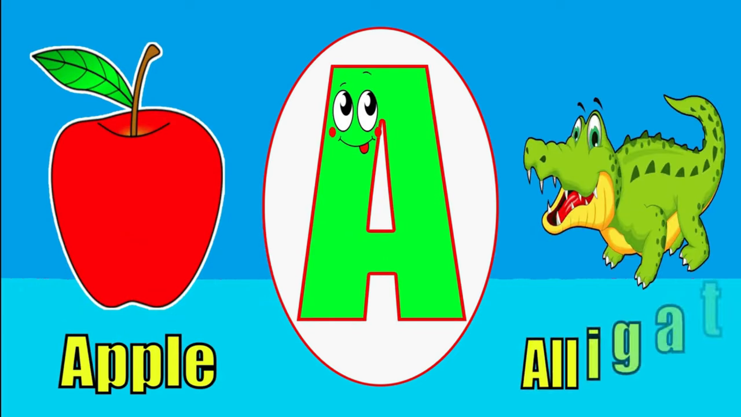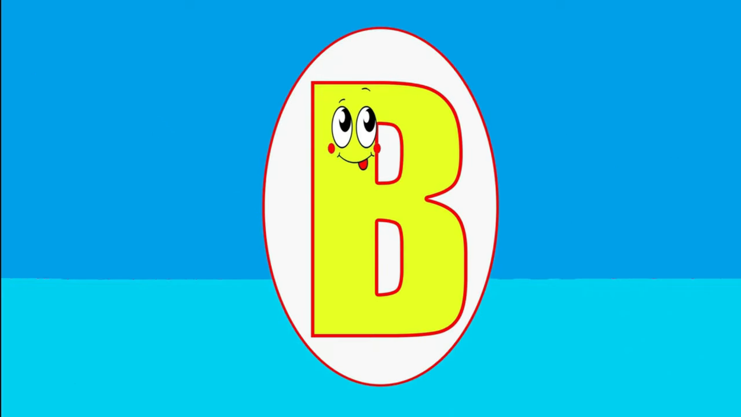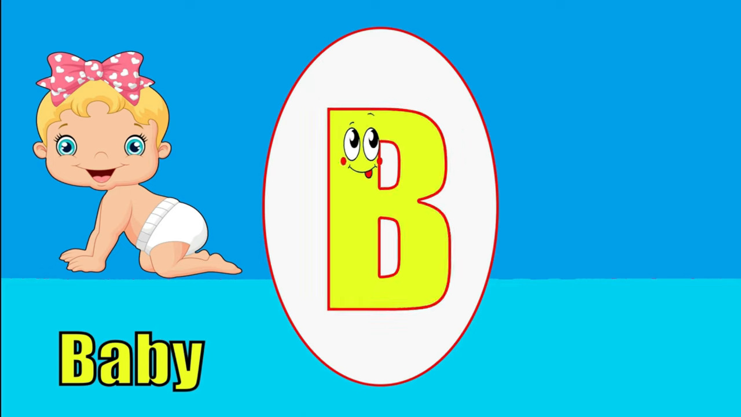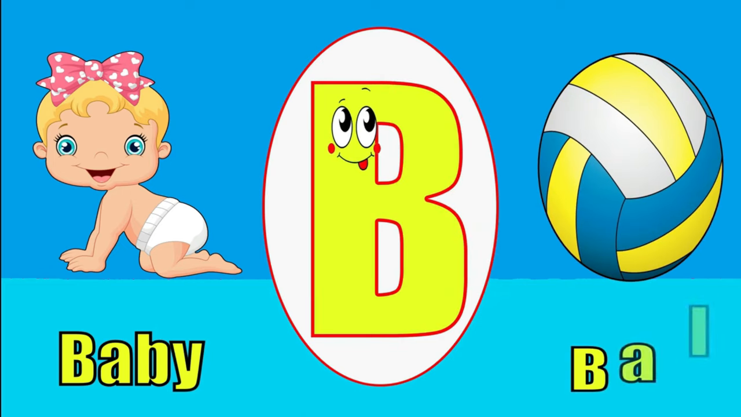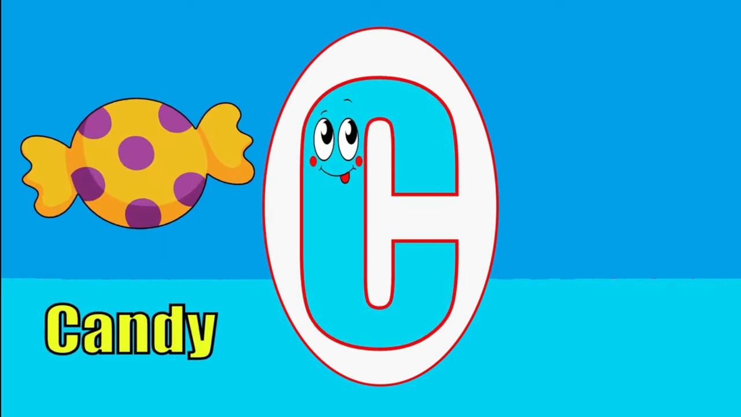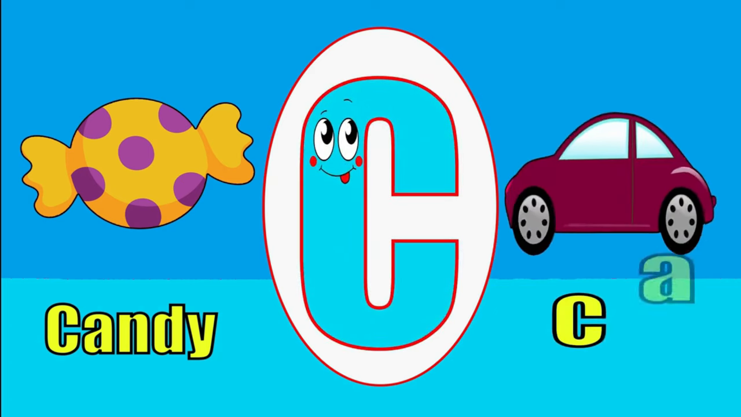A is for alligator. B. B is for baby. B is for ball. C. C is for candy. C is for car.